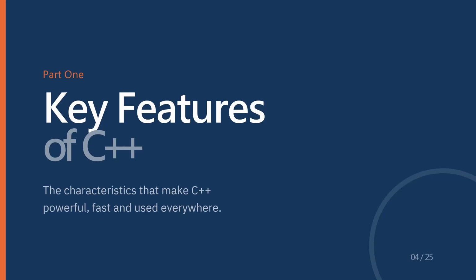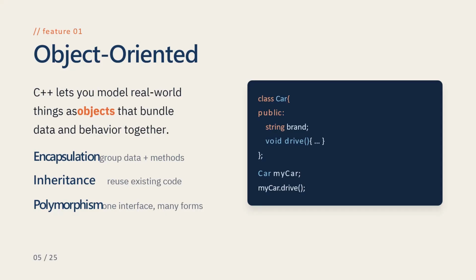Key features. Now let's look at the important features of C++. Object-oriented programming. One of the biggest strengths of C++ is object-oriented programming. Here, we model real-world objects such as car, student, or employee using classes and objects. Concepts like encapsulation, inheritance, and polymorphism help us write reusable, organized, and maintainable code. This approach becomes especially useful while developing large software applications.